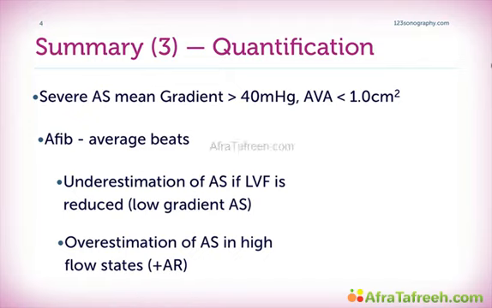It's important to remember that we can have underestimation of aortic stenosis if the left ventricular function is reduced, the so-called low flow, low gradient aortic stenosis. On the other hand, we can have overestimation of aortic stenosis in high flow states, especially if we have moderate to severe aortic regurgitation.